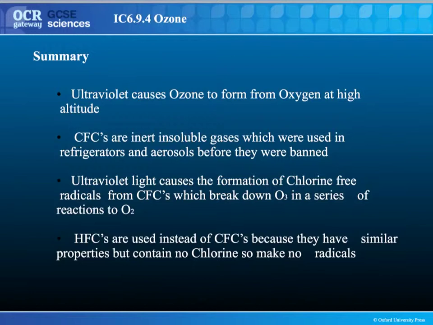So, in summary, ultraviolet light causes the formation of ozone from oxygen at high altitude. The CFCs are insoluble gases which were used in refrigerators and aerosols before they were banned. Ultraviolet light causes CFCs to break down into chlorine free radicals, which lead to a chain reaction and breakdown of ozone into oxygen. And because they have been banned in the Montreal Protocol in 1987, they have been replaced by hydrofluorocarbons, HFCs, which have similar properties but do not contain any chlorine, so make no radicals.